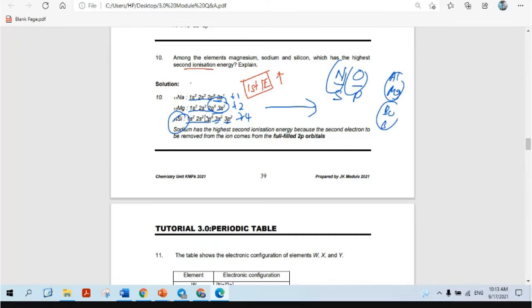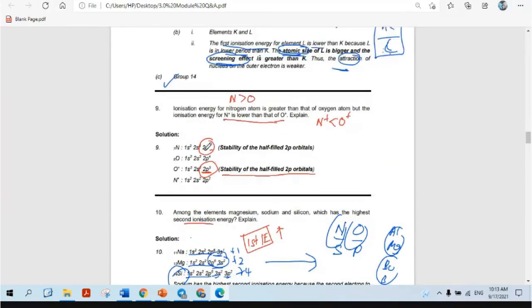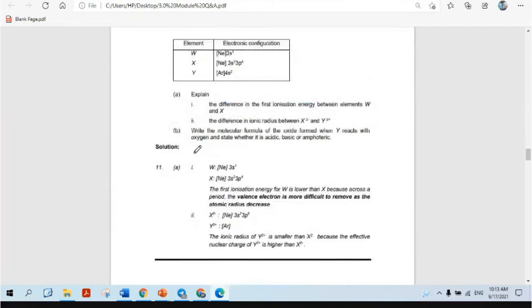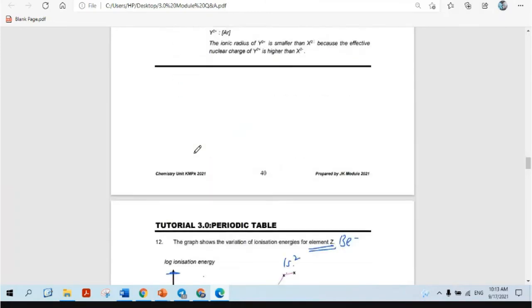Of course you have to be careful about the anomalous cases. Again, just now we discussed this one, the anomalous cases. So for this case, sodium, magnesium, silicon, we still stick to across a period. So the highest first IE is silicon. Okay clear? Be careful. I just wanted to ask, madam knows you all will answer wrongly, but it is so that you can see.